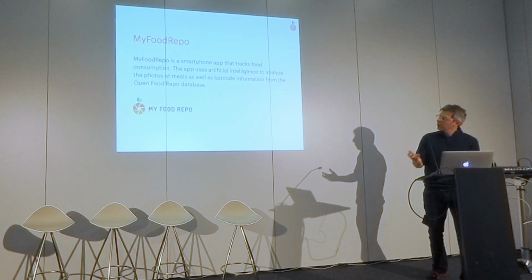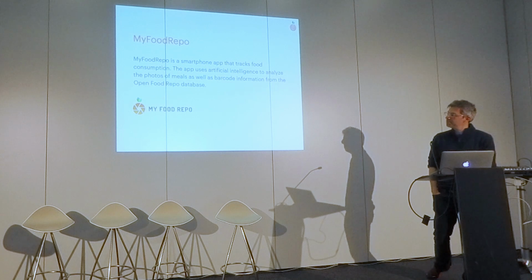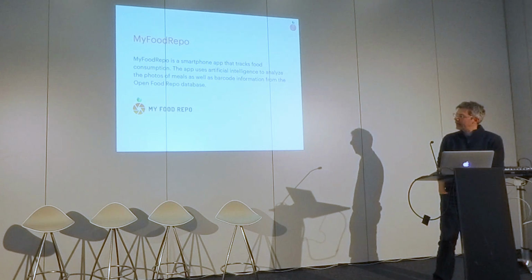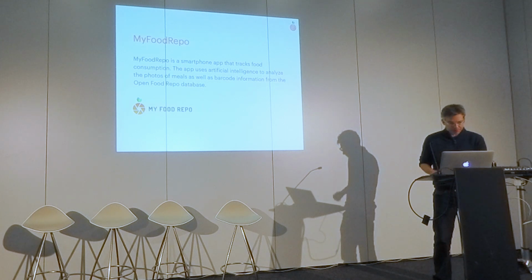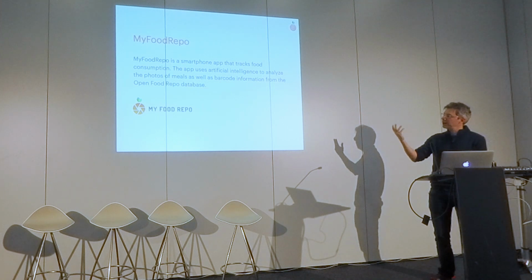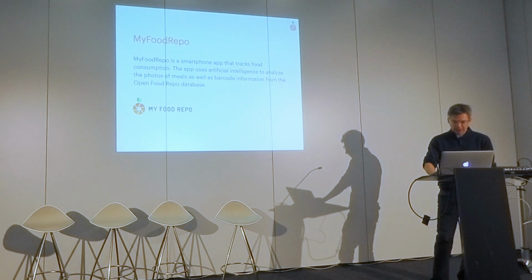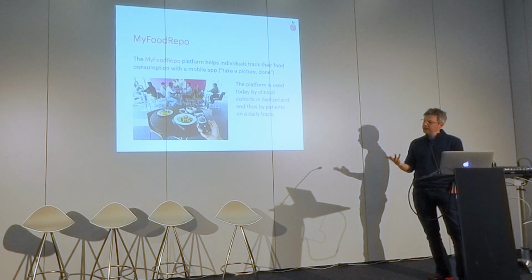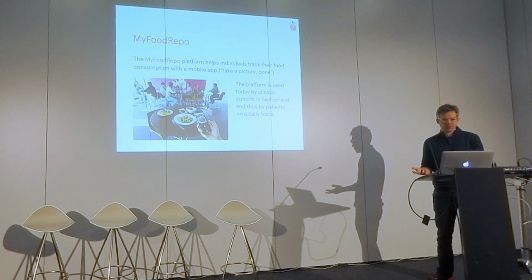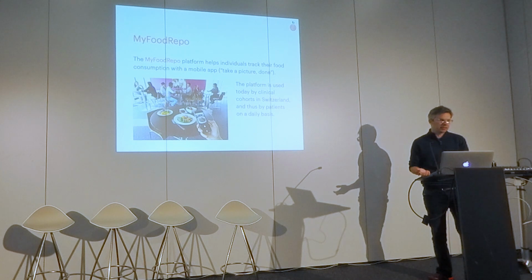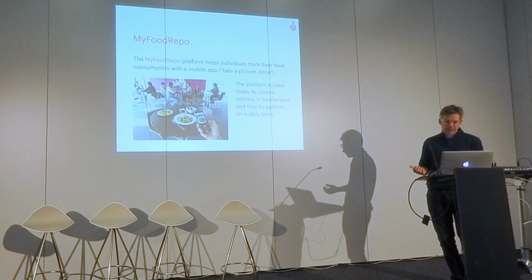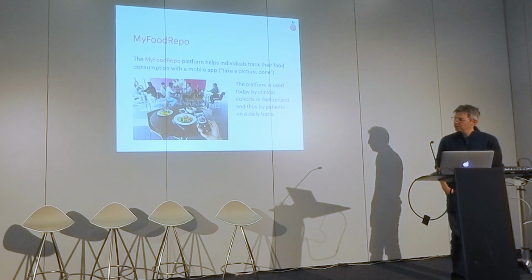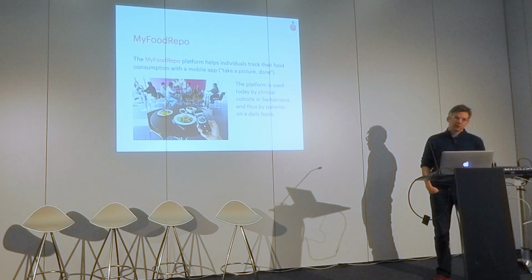So this is a smartphone app. It tracks food consumption. It uses AI to analyze the photos of meals when people take pictures, as well as barcoded information from this other database. And so really that's sort of the vision, right? We say, okay, if we want people to use an app to track food, it has to be maximally easy. And some of the apps we looked at are not maximally easy. And so essentially we just wanted to take all the work away from the user.